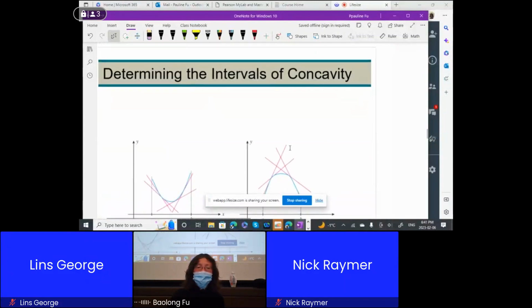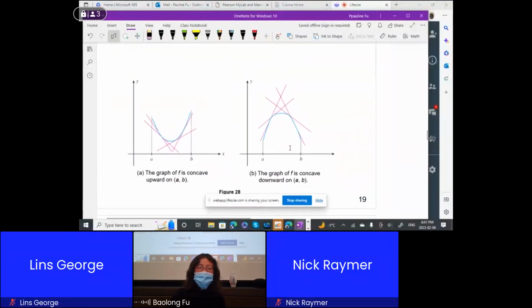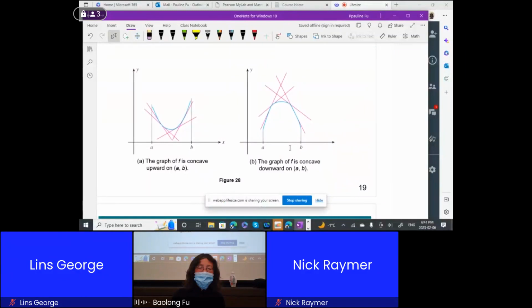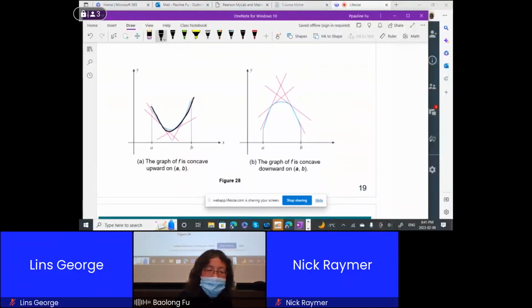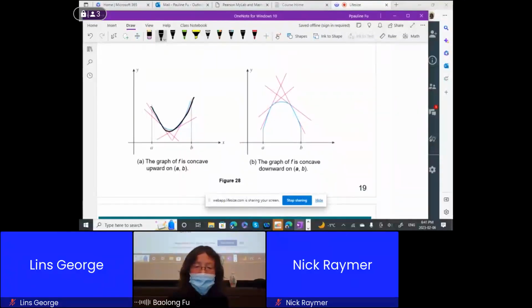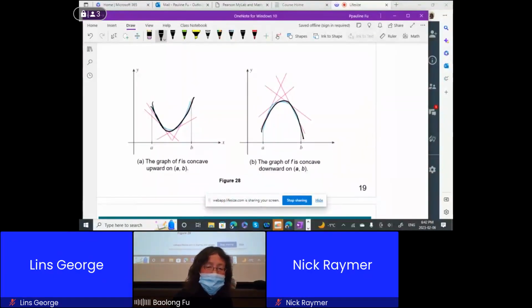All right. Okay, here are another two graphs. We already did this actually. So this graph, graph A, is concave up. Graph B is concave down. The reason graph A is concave up is because f prime, the derivative, is increasing.